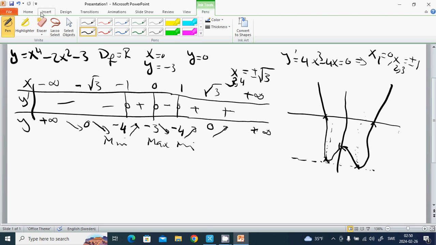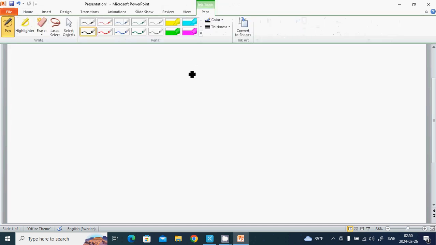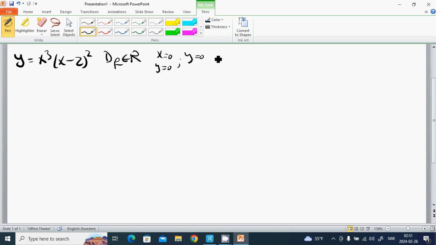We're going through another example, two more examples. y equals x cubed times (x minus 2) to the power of 2, domain equal to R. We are going to have x0, y0: x1, 2, 3 is 0, and x4, 5 is 2, and this one is double.